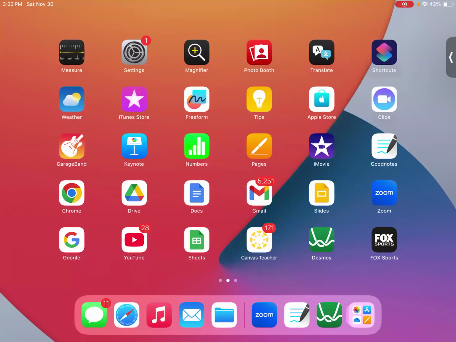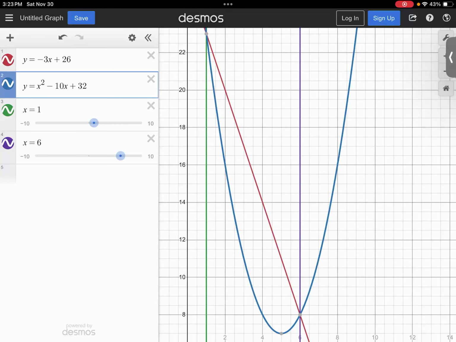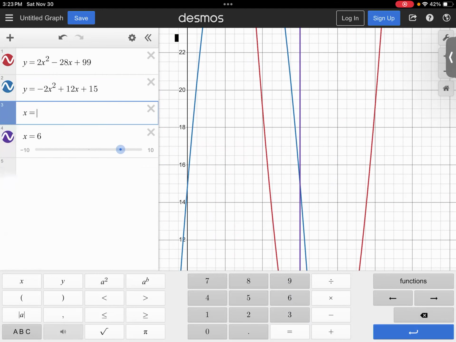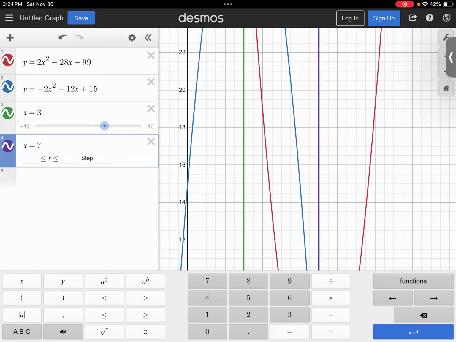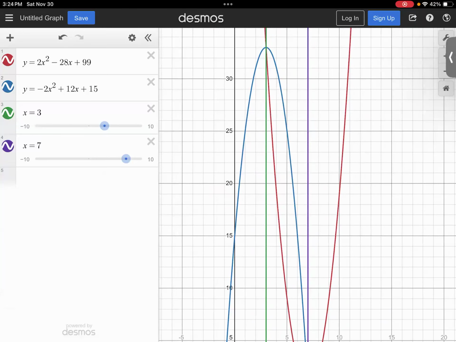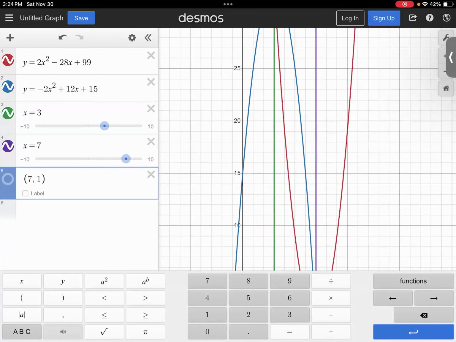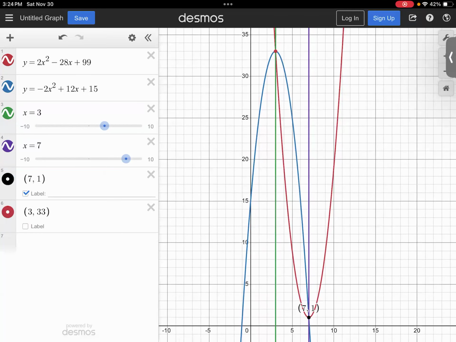So let's jump to Desmos and check these out. Let me change a couple things. So this should be y equals 2x squared minus 28x plus 99. This second function, g of x, is going to be negative 2x squared plus 12x plus 15. And this vertical line is 3, and this vertical line is 7. Okay, so a lot of different things going on, but just remember that purple and green are vertical lines, and we want to see between these intersections which function's on top and which function's on bottom.